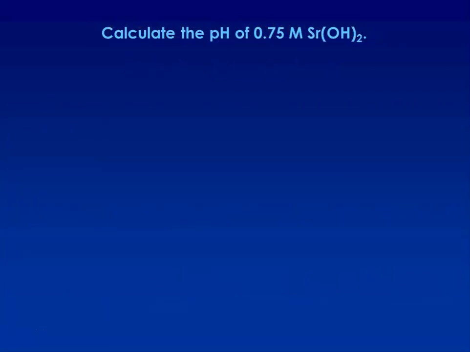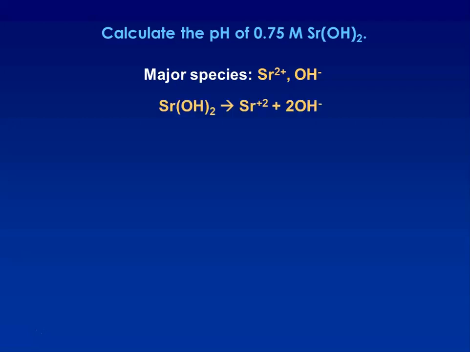So in this one, we want to calculate the pH of 0.75 molar strontium hydroxide. If I recognize this as a strong base, I know it's going to completely separate into its parent ions, strontium ions and hydroxide ions, and that in a balanced equation that would show up as 2 hydroxide ions are formed for every 1 strontium hydroxide molecule that is dissociated. Because of that, the hydroxide concentration is not 0.75, but double that, 1.5 molar. There's 2 OHs for every 1 Sr(OH)2.